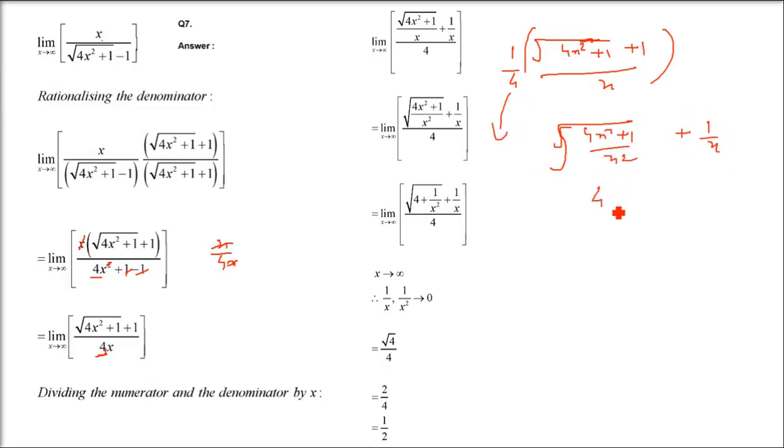Remember that. 4x square by x square is 4. 1 by x square is here. Under root plus 1 by x. And 1 by 4 is already there. So 1 by x square, because x is infinite, so 1 by x square will be 0, 1 by x will be 0. So only under root 4 will remain, that is 2. So 1 by 4 is already there, 2 by 4 is 1 by 2.